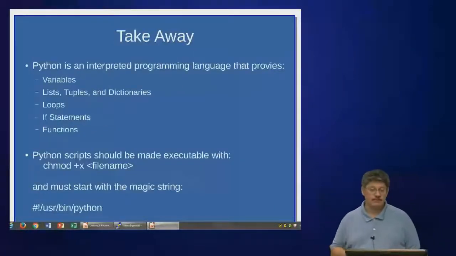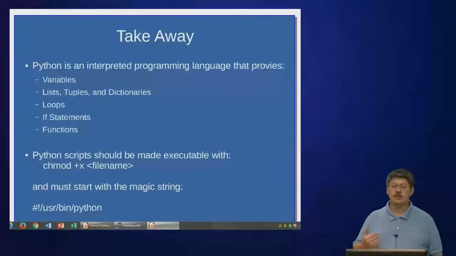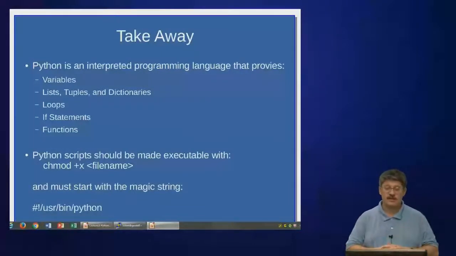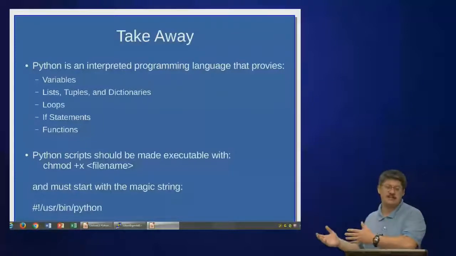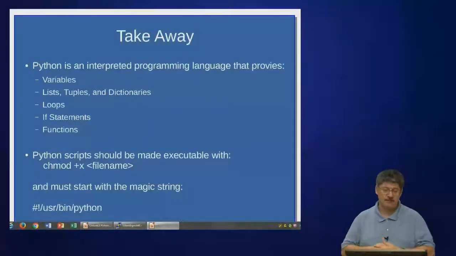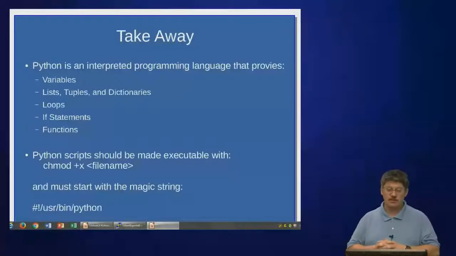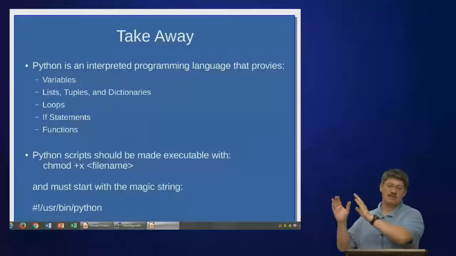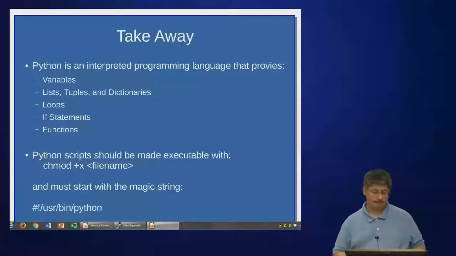So in summary, Python is an interpreted programming language that we can use to process web forms. It provides all the standard features of a programming language: variables, loops, if statements, and functions. It also has these wonderful list, tuple, and dictionary data structures. If you want to be able to run your Python scripts, you have to make them executable. You do that with chmod plus x and then the file name. You also have to make sure that they start with the magic string, shebang /usr/bin/python.